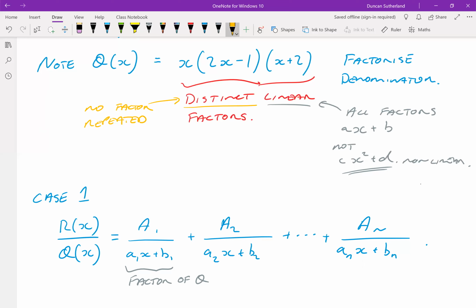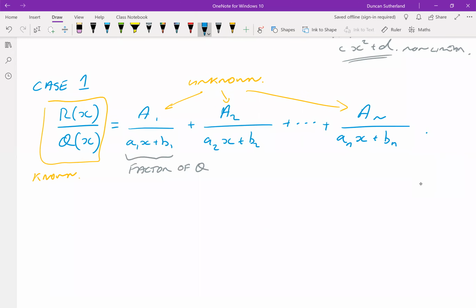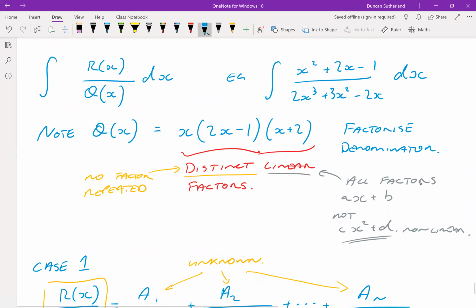The trick is that A1, capital A1, and the others are all unknown. We have to find them such that the right-hand side equals the left-hand side. Now, the left-hand side is our integrand, so we know what that is. Because we know what the factors of Q are, there is enough information to determine these constants. It's just a bit tedious. So referring back to our worked example, I'll show you how to do that.